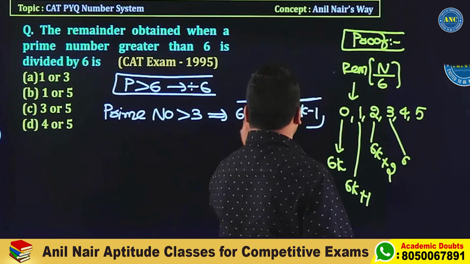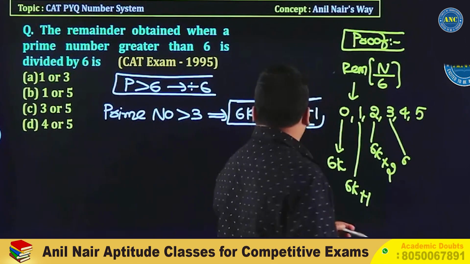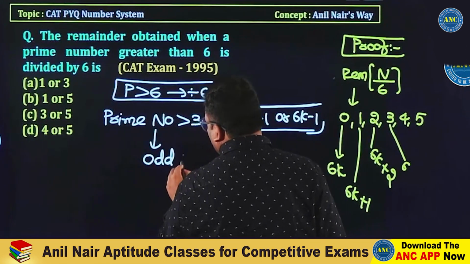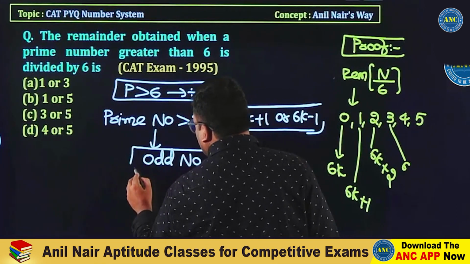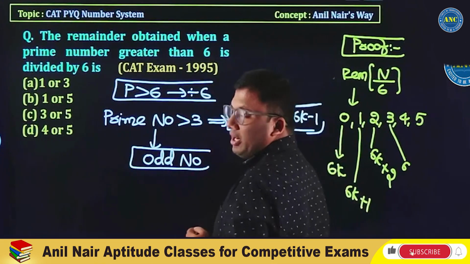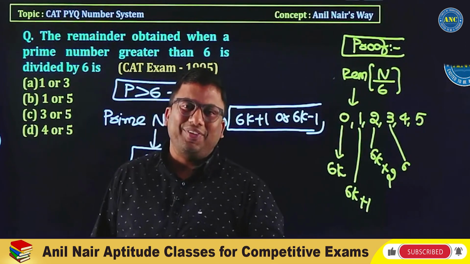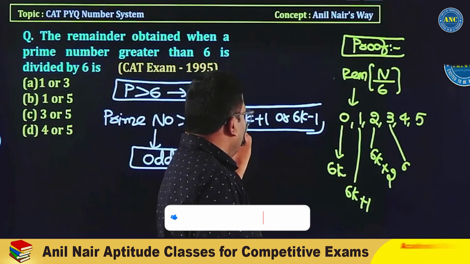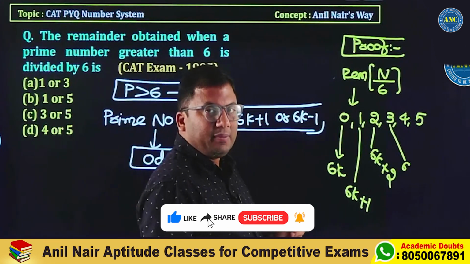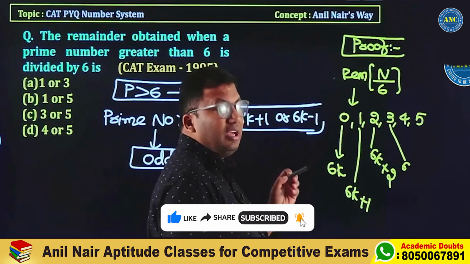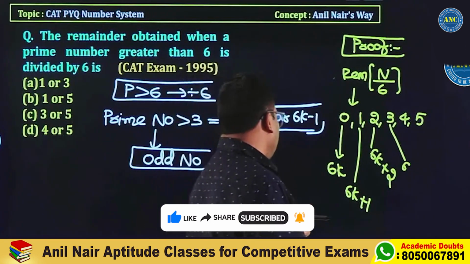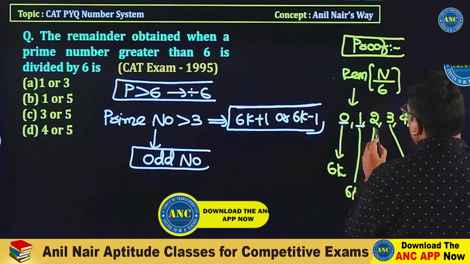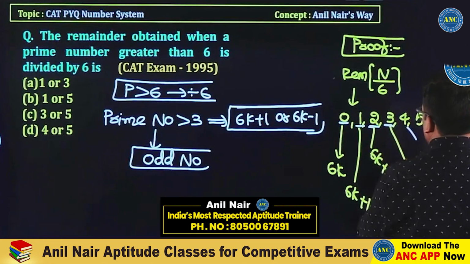It cannot be 6k. The reason is, every prime number greater than 3 is an odd number. Any odd number will never be divisible by 2. If it is divisible by 2, then it becomes an even number. Please make a note: I wrote 6k or 6k plus or minus 1. It's a mistake. It has to be 6k plus 1 or 6k minus 1. When you divide a number by 6, remainder 0, remainder 1, remainder 2, remainder 3.